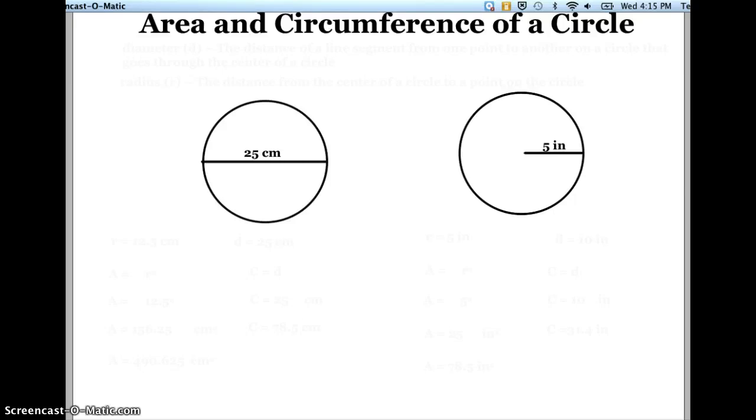Okay, Oak Rovers, this is going to be a video to help you find the area and circumference of a circle. Before I give the formulas and show you how to find the area and circumference of a circle though, we need to make sure we define a couple key terms when we talk about circles.